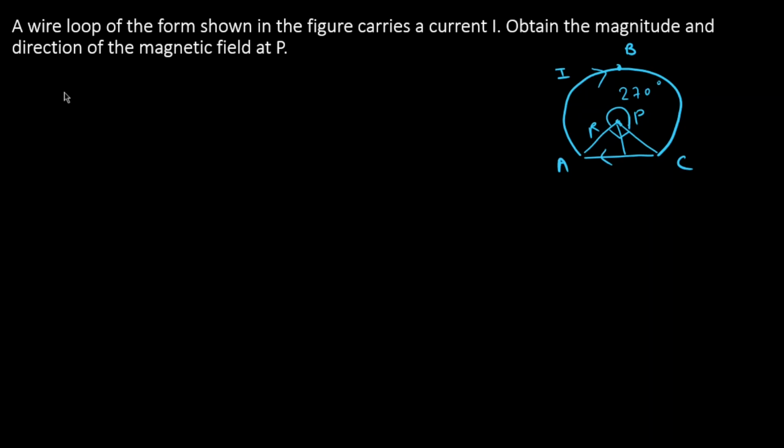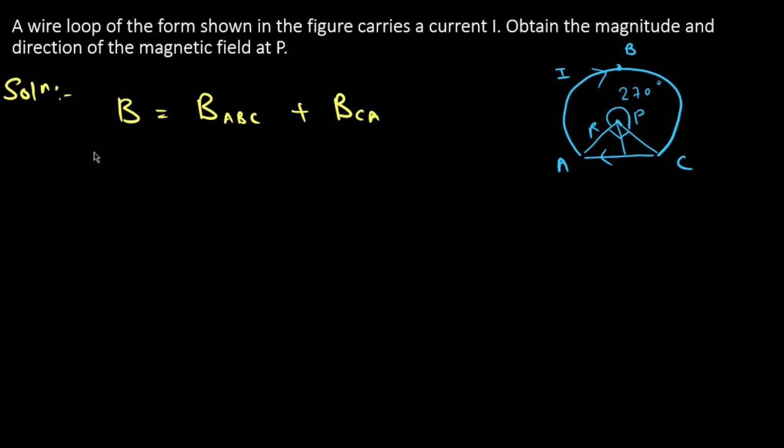A wire loop of the form shown in this figure carries a current I. Obtain the magnitude and direction of the magnetic field at point P. So solution, the magnetic field at point P is given by B, and this magnetic field is due to two components of current carrying wire. One is the curve path and one is the straight. So the curve path current carrying wire and the magnetic field developed due to this is given to us as B_ABC, and let's name the magnetic field generated due to the straight path as B_CA.